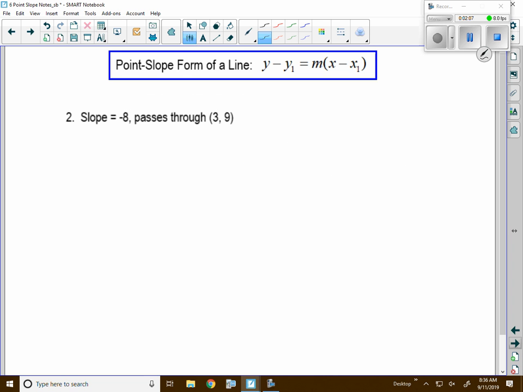All right, so number 2. Now I haven't given you the structure. We're just going to go ahead and fill it in. So we'll have y minus y1. What's my y1? 9. There's y1 right there. y minus 9 equals m, which is -8, times x minus x1.